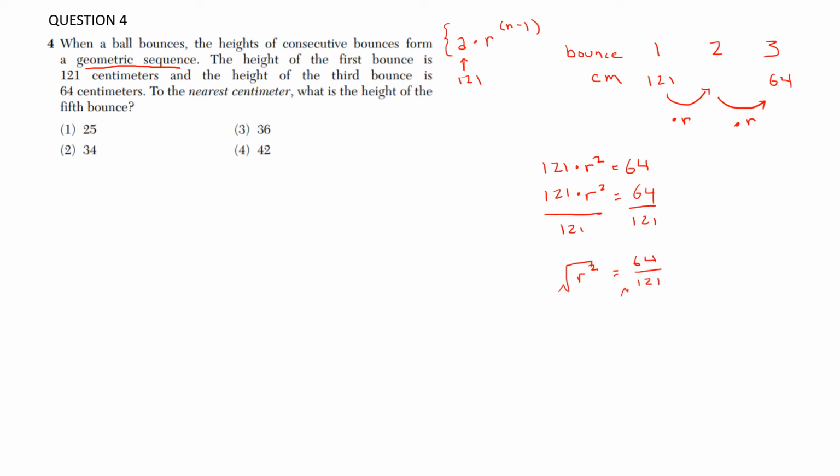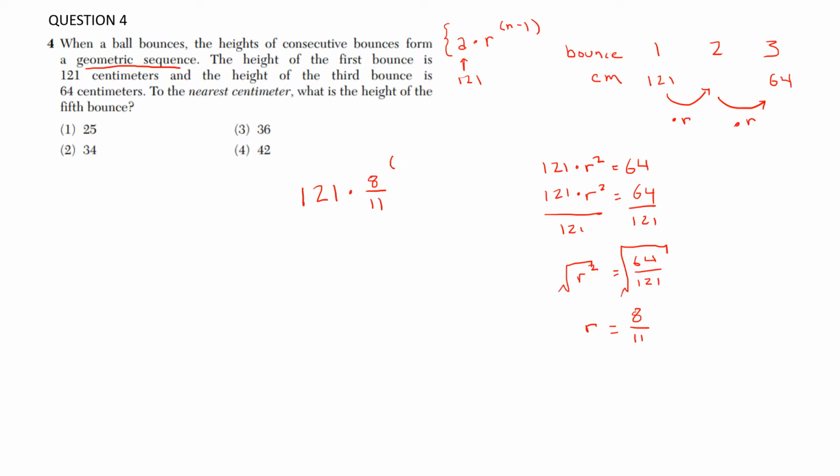And we can take a square root of both sides. That's 8/11 equals our common ratio. Now we can plug this common ratio into our original formula. Let's write that out so that we can see it. Now that we have r, we can plug that in as well. We have 8/11 as our common ratio.